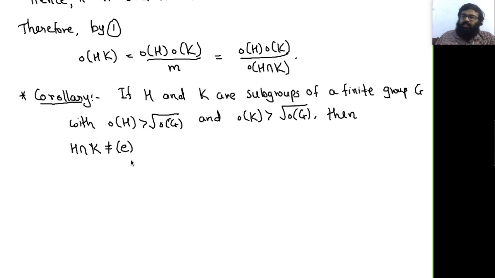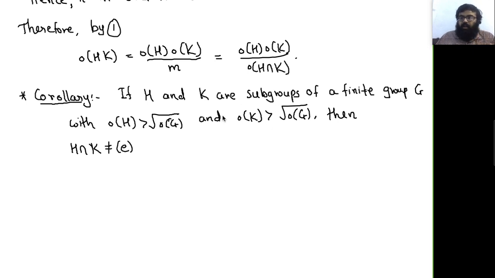We can write it like this: the cyclic group generated by e, which is nothing but the singleton identity. In the book, they use this notation, the cyclic group generated by e. So that means H intersection K has more than one element. It is not equal to the singleton identity. This is a very nice statement, and it has an application which we are going to see now.